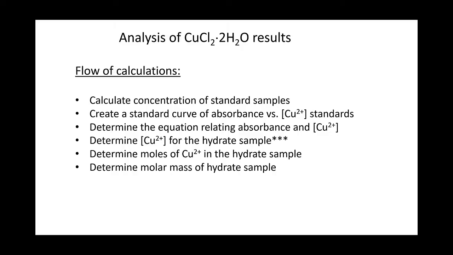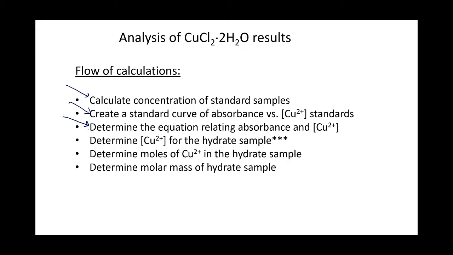All the experiments have been done and all the data has been collected, and finally we need to do the calculations required to answer our question as to whether or not the waters of hydration have been lost. The first thing we're going to do is calculate the concentration of the standard samples. Those were made using copper sulfate, and we know the masses for those. Then we're going to create a standard curve, just like you did for nickel, between the concentration of the standards and the absorbance of the standards. From that, we'll get the equation of the line that relates the concentration and the absorbance for copper.